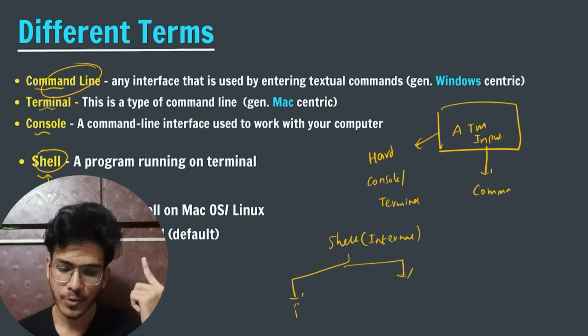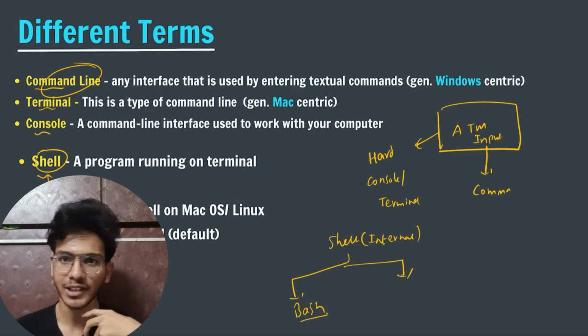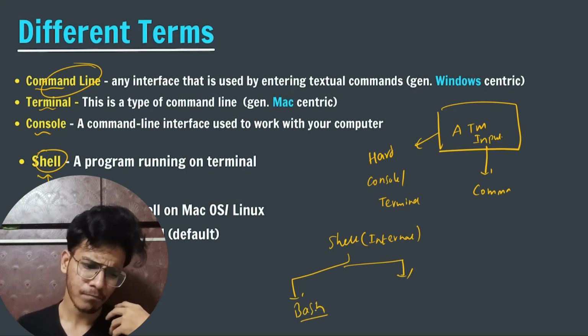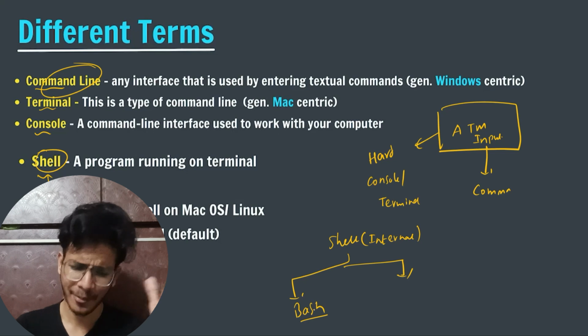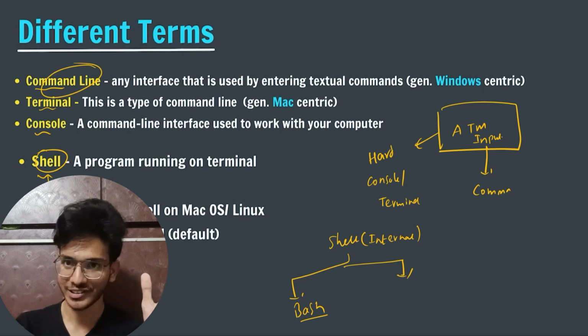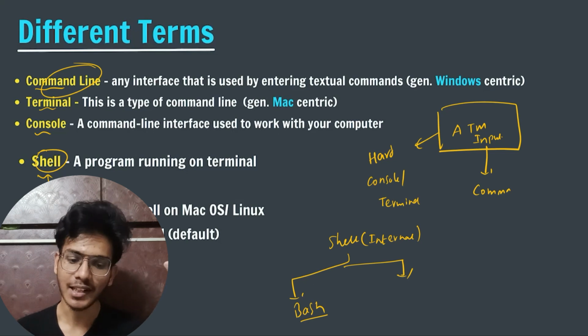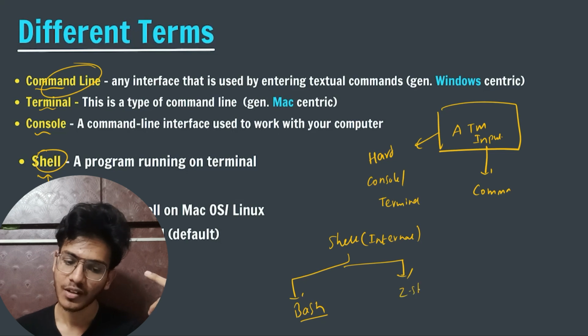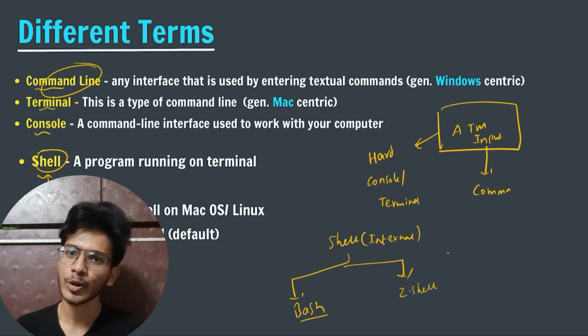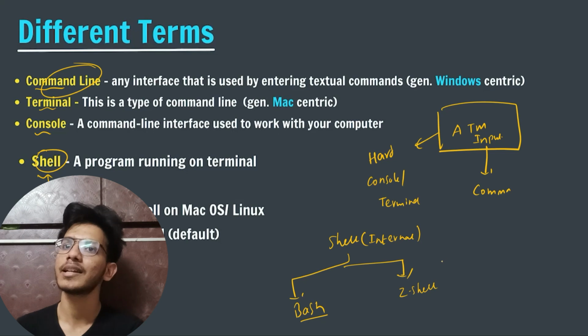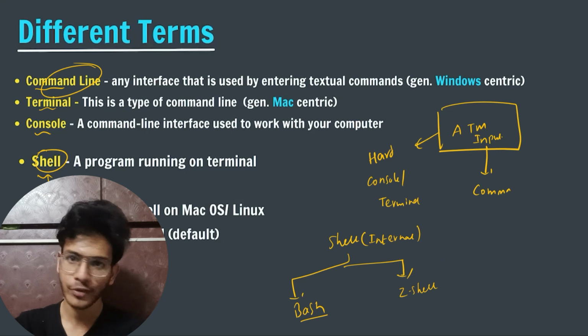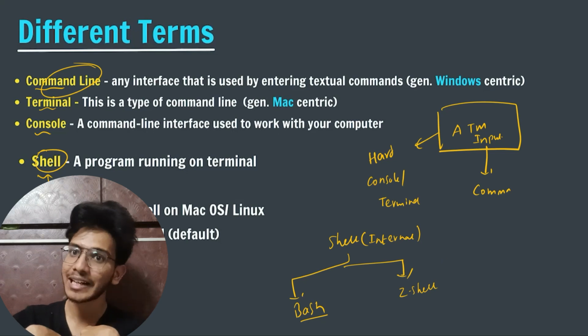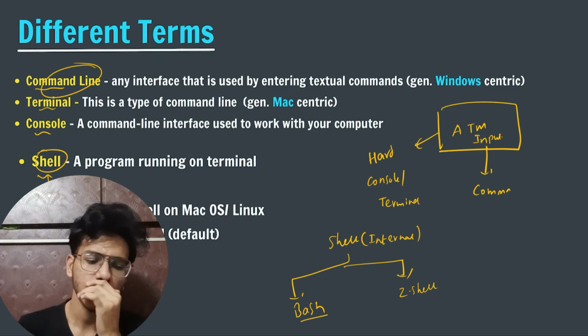First one is bash, and we are going to use bash because I'm using a Windows system, and Z shell is the default one if you are using Mac. You will get Z shell by default on it. But we are Windows users, so we have to install git bash in order to run a terminal in our computer. So I hope you have understood the terminologies.